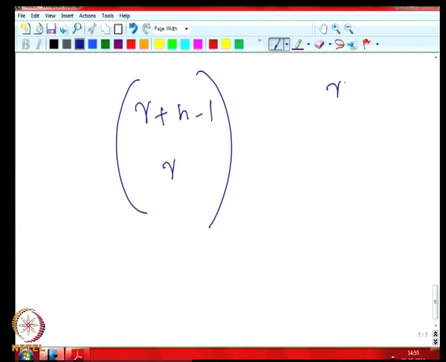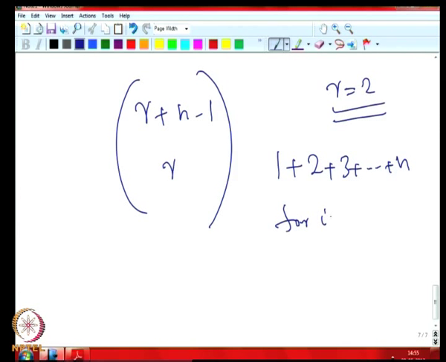When we started with r equal to 3 to make it more non-trivial, then we discussed the r equal to 2 case, where 1 plus 2 plus 3 plus up to n is the answer. Remember, for I equal to 1 to n, for j equal to 1 to I, print. How many times will the print statement be executed? When I equals 1, j will go from 1 to 1.